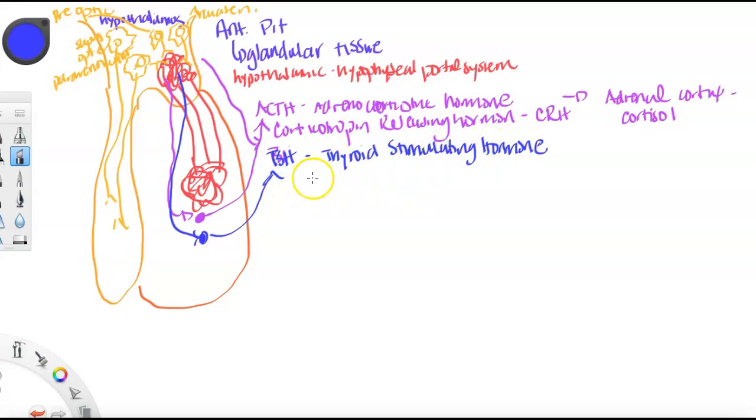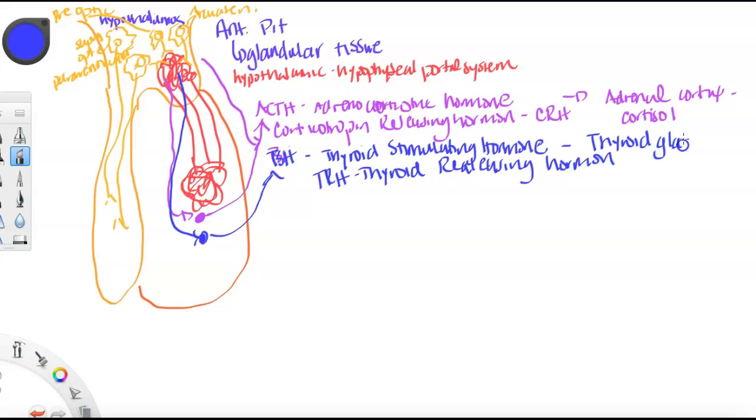is stimulated by TRH, which is thyroid releasing hormone. So that comes from, of course, the hypothalamus. Its target is the thyroid gland. And it stimulates the release of T3 and T4. Okay, which we'll talk more about later. So T3 and T4.